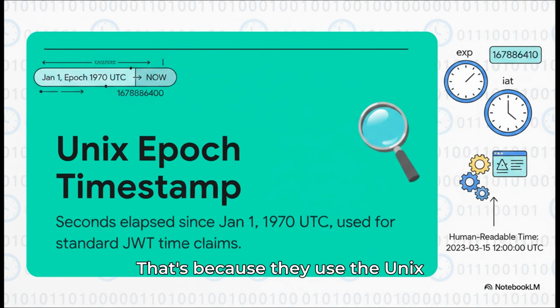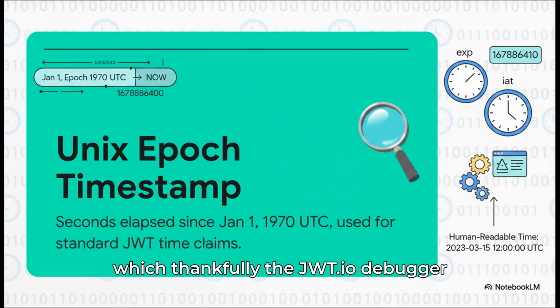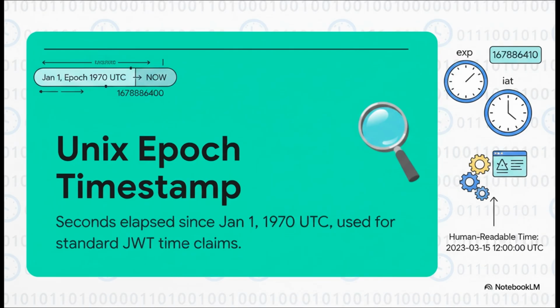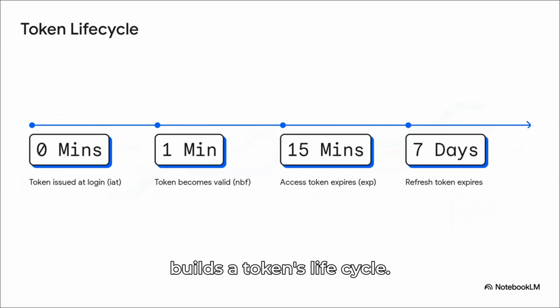That's because they use the Unix epoch timestamp format. It's literally just the number of seconds that have ticked by since January 1st, 1970. Unless you happen to be a human calculator, we have to convert these integers into human-readable time, which, thankfully, the JWT.io debugger does for us automatically. Let's see how this builds a token's lifecycle.